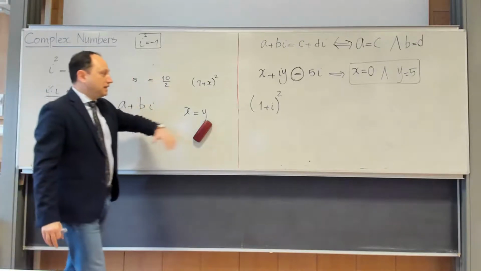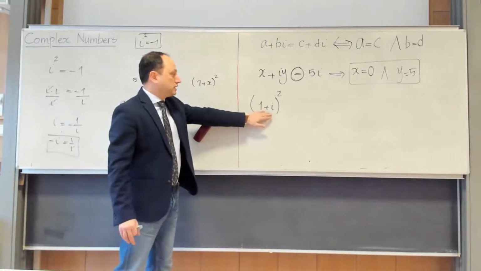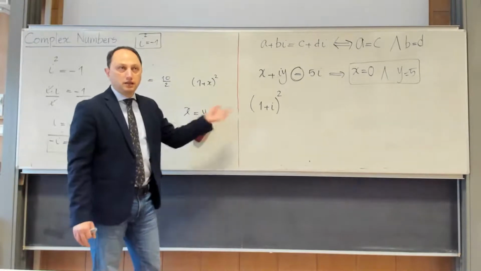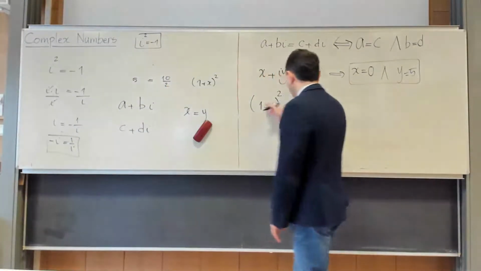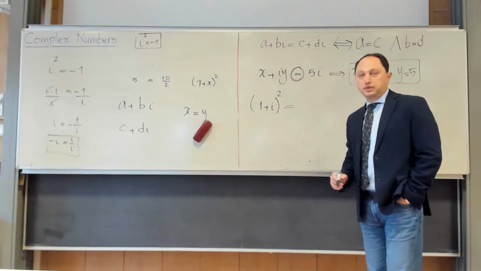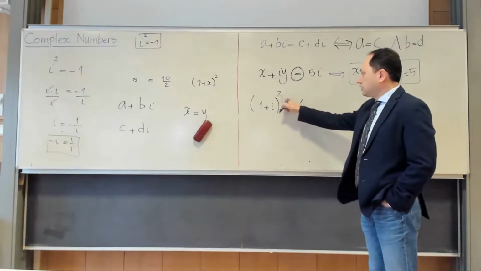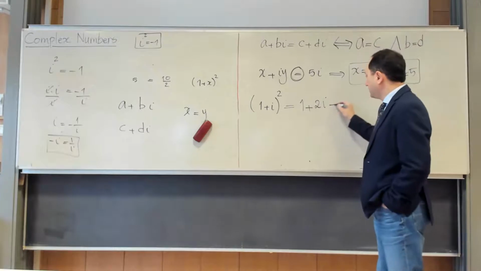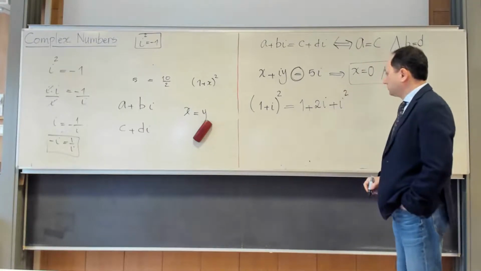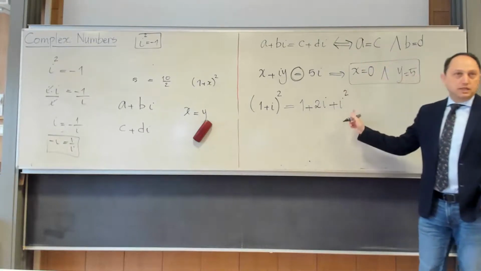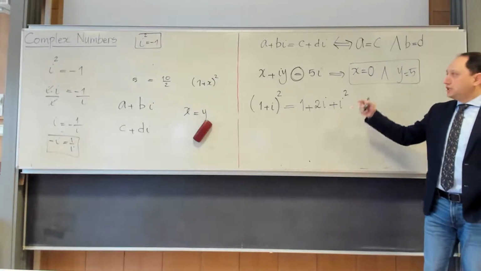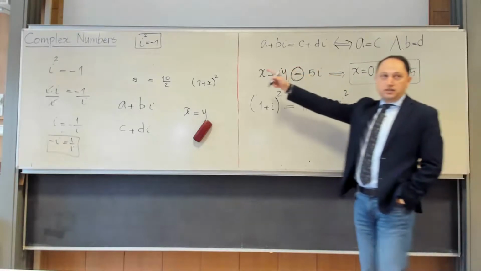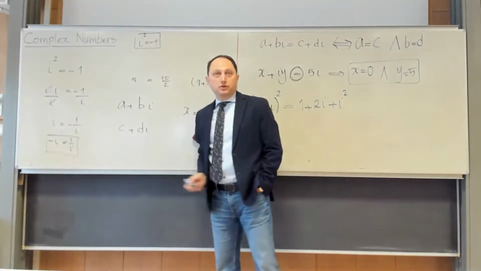So I am saying that we want to keep the rules the same, so I can use the pattern again here. So what happens? It becomes the first one to power 2, which is 1, plus 2 times the first one times the second one, plus the second one to power 2. But if you stop here, it is not complete, because you need to show that you respect this new rule, that i squared is equal to -1.